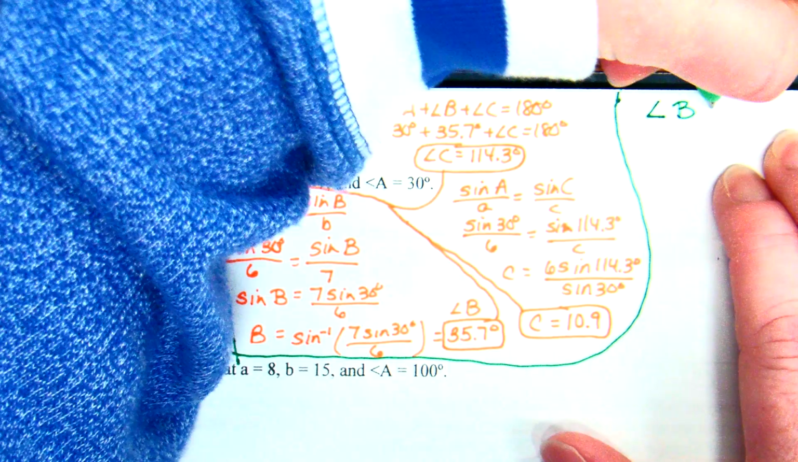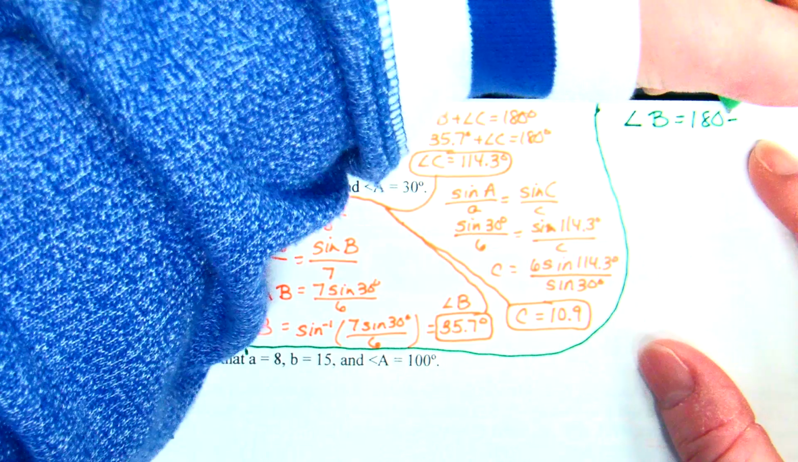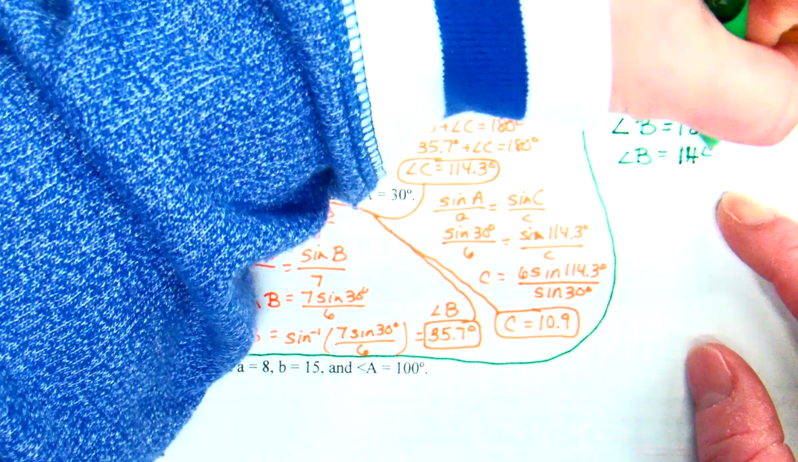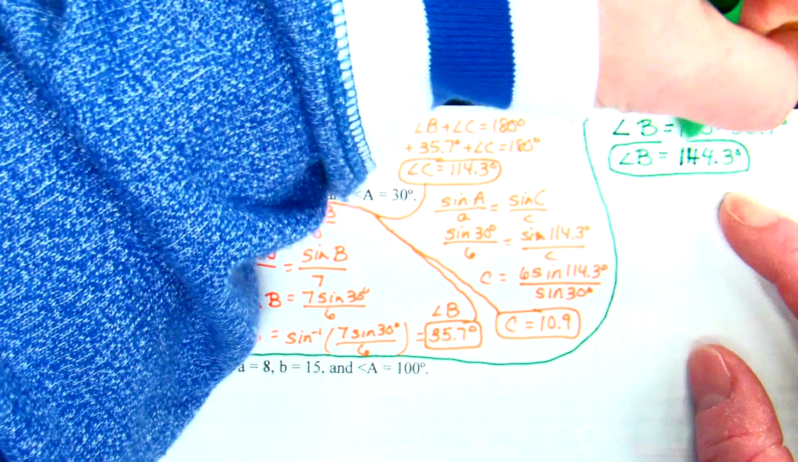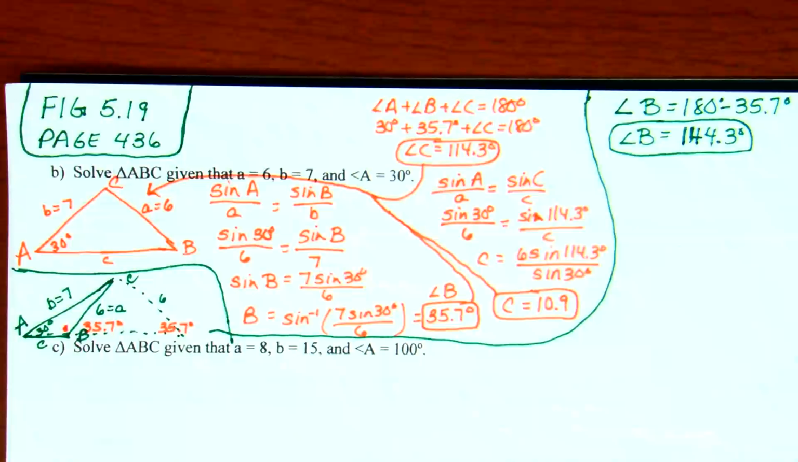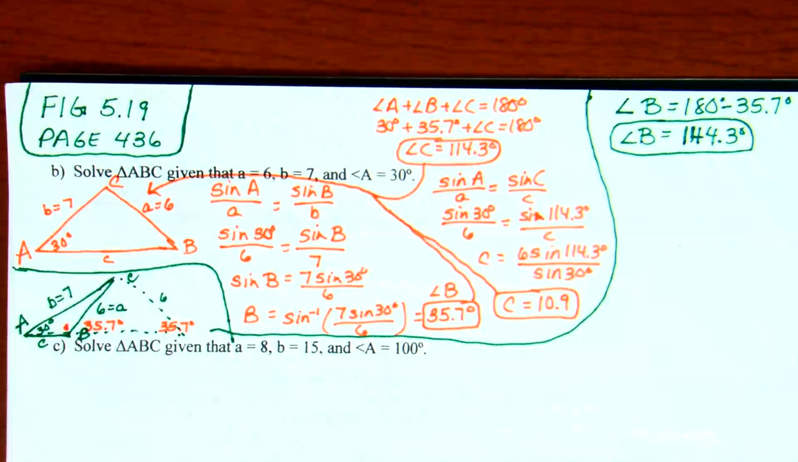Okay. So the idea is to find the new angle B, we have to take 180 because it's a straight line, and subtract the 35.7. What is 180 minus 35.7? So the new angle B is 144.3 degrees. Okay. Can you now find a new angle C? You just add the angle and together, and then subtract.